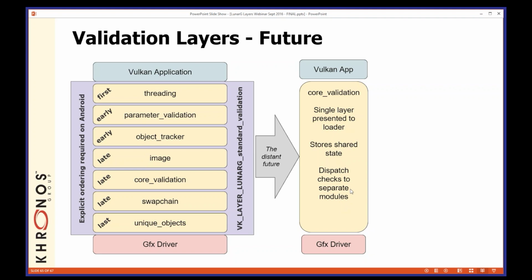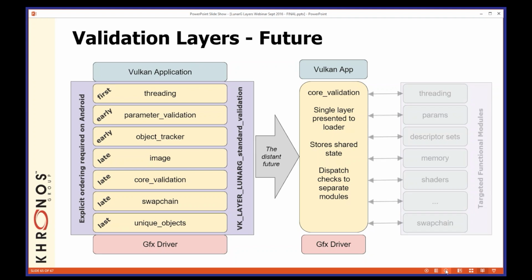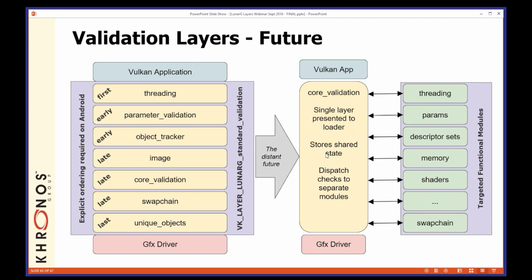But then you might point out, well, if you make this all one layer, how do I do things like turn off the threading layer because I really don't need it, or I've done my parameter validation already, so I want to turn that one off, or the image validation is taking too long, so I want to turn it off? You have those kinds of questions. The answer is that although this will all be one logical layer, it will be built in a modular fashion, where there are functional modules that do the type of checking that roughly corresponds to the old layer list. So that's pretty cool.